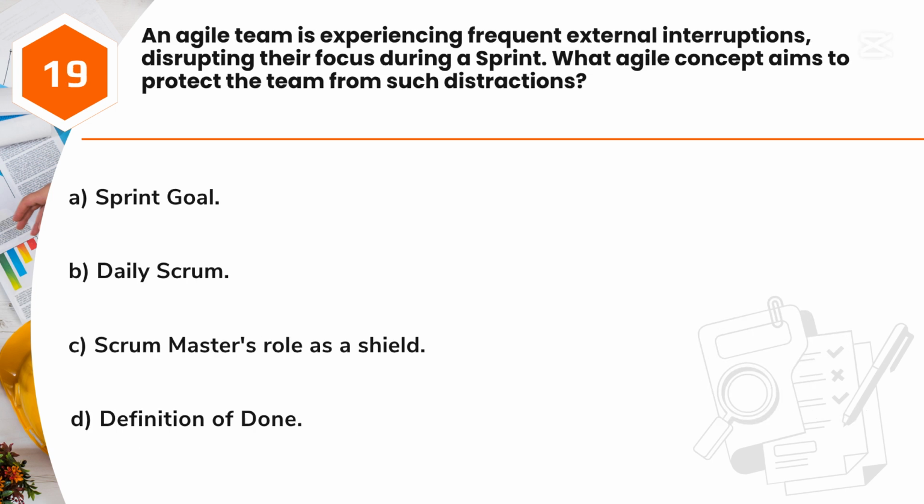Question 19. An agile team is experiencing frequent external interruptions, disrupting their focus during a sprint. What agile concept aims to protect the team from such distractions? A. Sprint goal. B. Daily Scrum. C. Scrum Master's role as a shield. D. Definition of done.